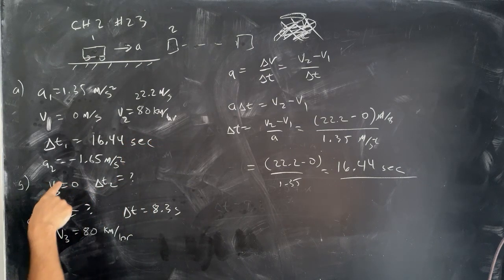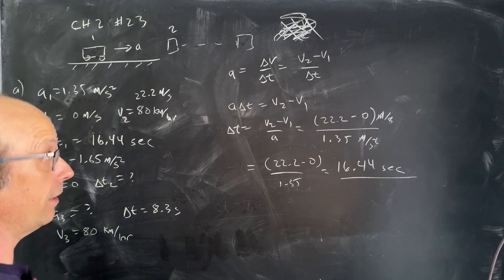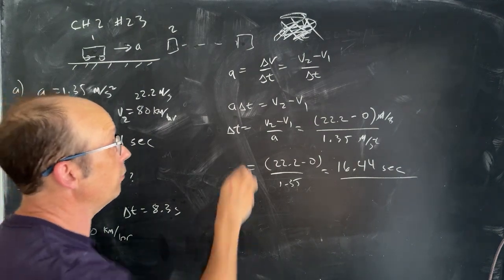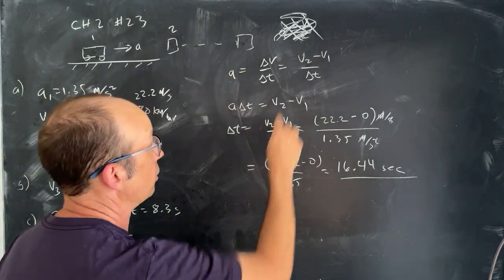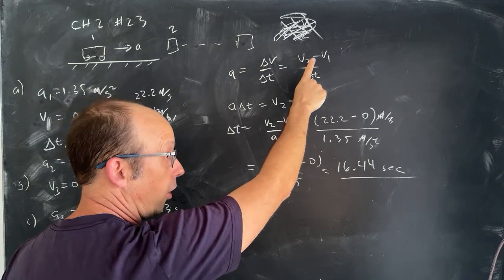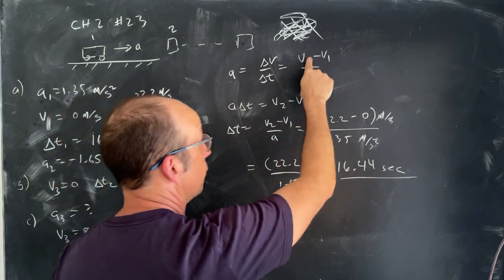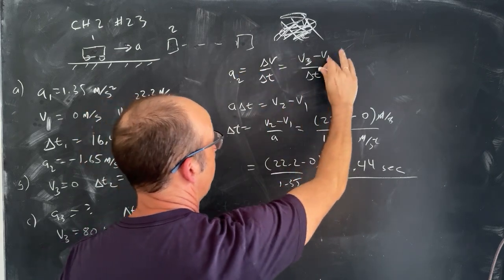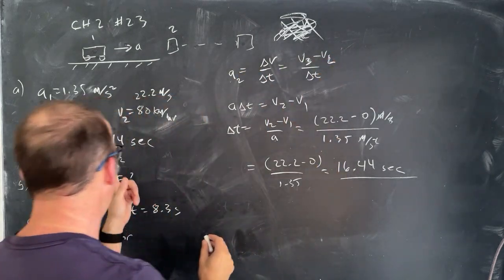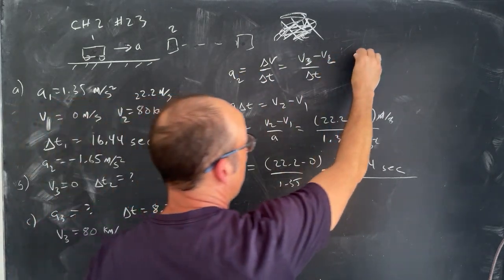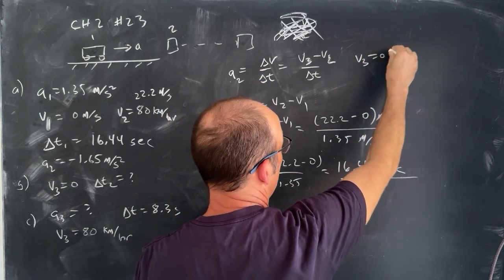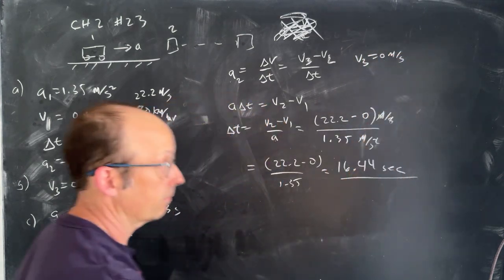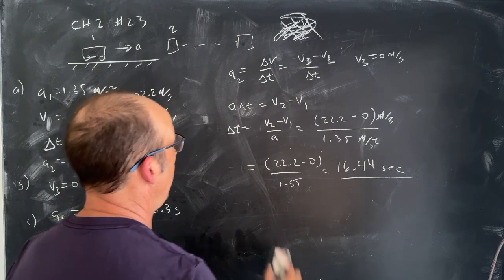Now, for part 2, we have a negative acceleration. We want to find the time. Well, we're still going to use this, right? We're just going to change this to, we're going to start at V2 and end at V3. So this is going to be V3. This is A2, and that's V2. So we know V2 is 22. V3 is 0. We're going to stop. But still we have the same thing.